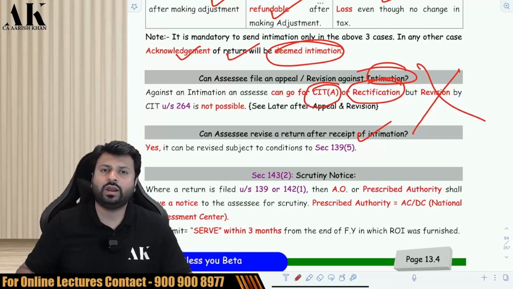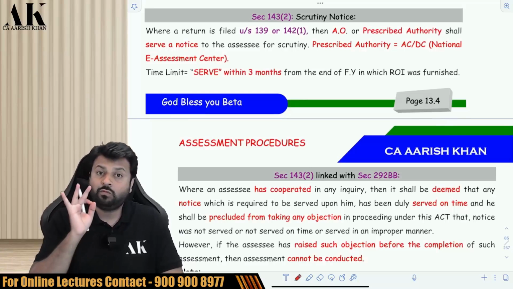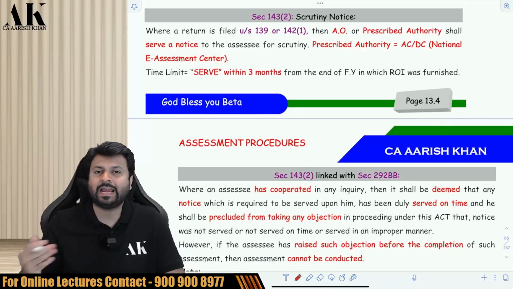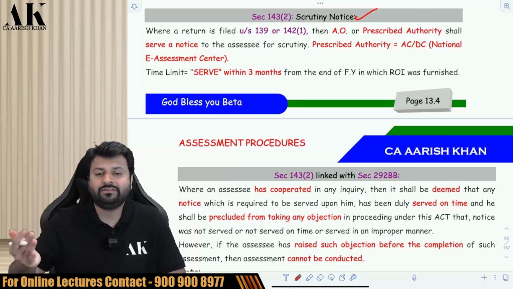Okay. Let's go ahead with our first assessment now, that is scrutiny assessment. For scrutiny assessment to be done under 143 subsection 3, the first thing the AO, or the prescribed income tax authority, has to do is serve you a scrutiny notice. So by when will they serve you a scrutiny notice?